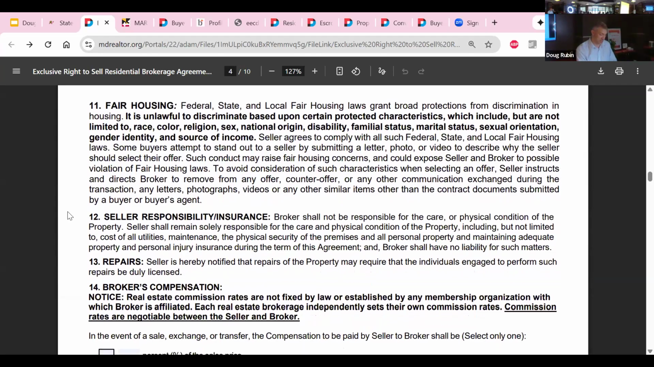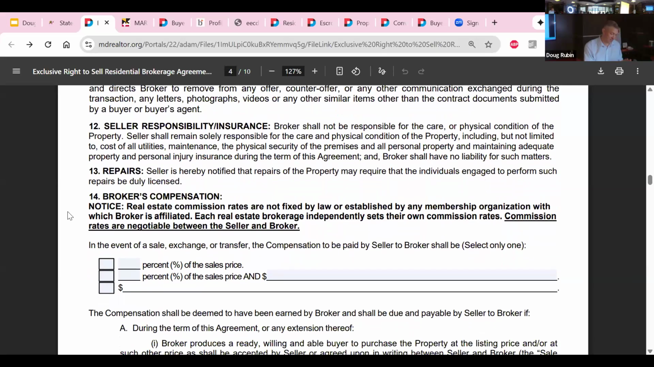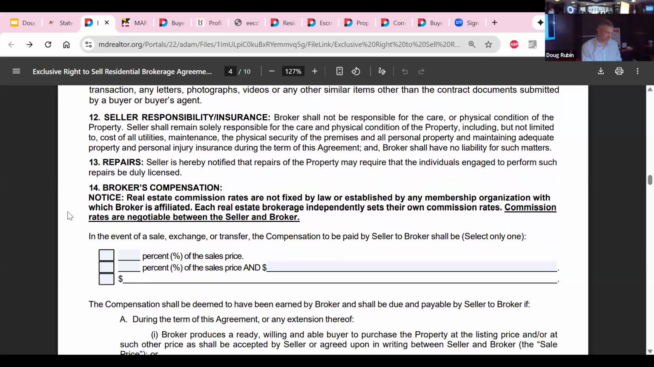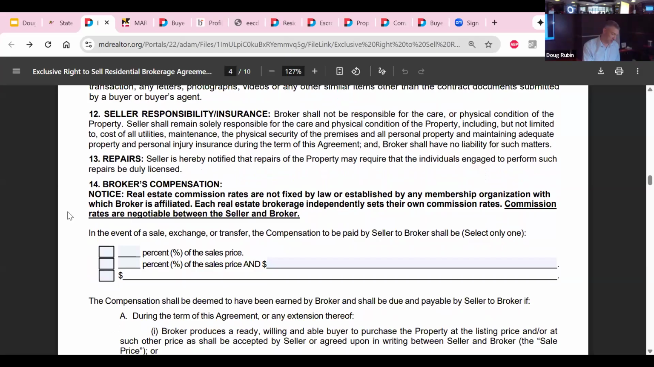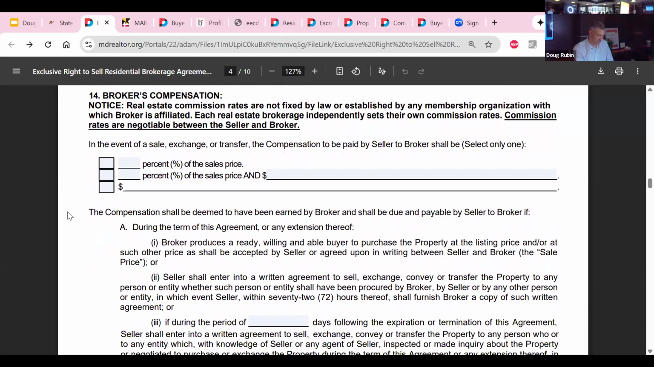All right. Comply with fair housing. You have to have insurance the whole time. If the buyers ask for a licensed contractor to perform repairs, you need to actually get a licensed contractor to perform repairs. Okay. Let's figure out how we get paid in real estate.